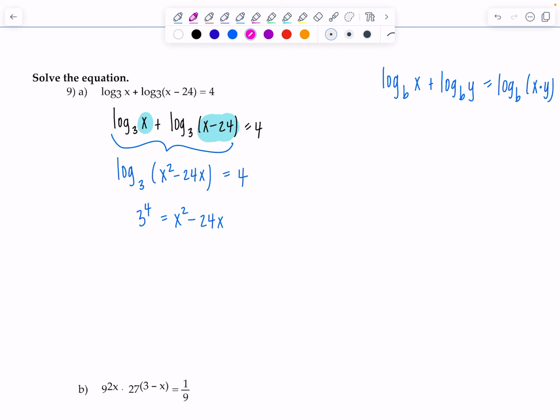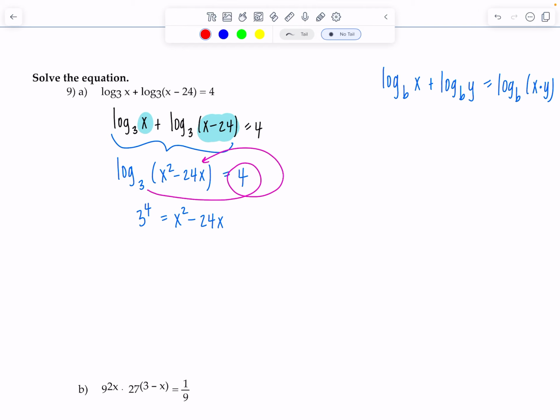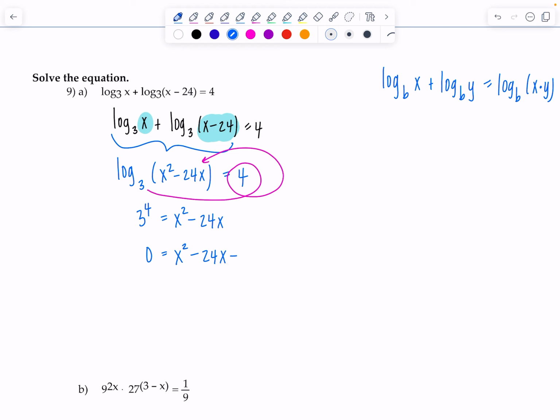You can do the loop-de-swoop. So you do 3 raised to the 4th equals x squared minus 24x. How do you solve? Don't even think about factoring unless there's a 0 on one side, okay? I don't want to see it. I don't want to hear about it. Scoot everybody over. First, x squared minus 24x minus 3 to the 4th, which is 81.